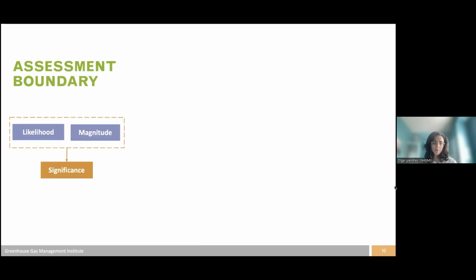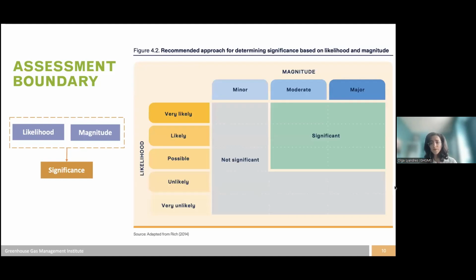Determining the assessment boundary is really important because you may identify a whole suite of different GHG impacts as a result of the policy, but due to capacity constraints or data availability, you may not be able to assess them all. And so the assessment boundary helps you determine which impacts are actually going to fall within the assessment calculations, and they're based on the likelihood and the magnitude of those effects. And if they reach a certain threshold, they are labeled as significant and then are included in the assessment. So the guide includes this matrix and additional information to help the assessment team through this process.